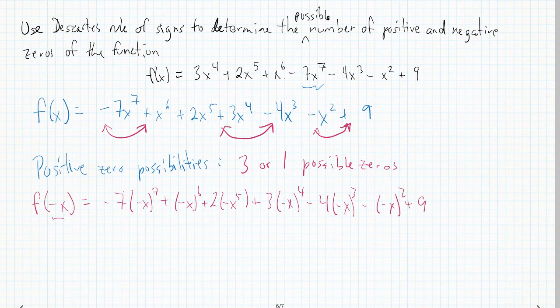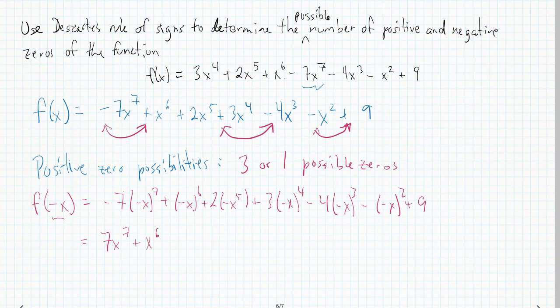Alright, so what does this make? Well, at the end of the day, we have a negative raised to the 7th power. That's going to make it all negative, so negative times negative makes it positive. You get 7x to the 7th. Okay, our next one, so that is plus x to the 6th.